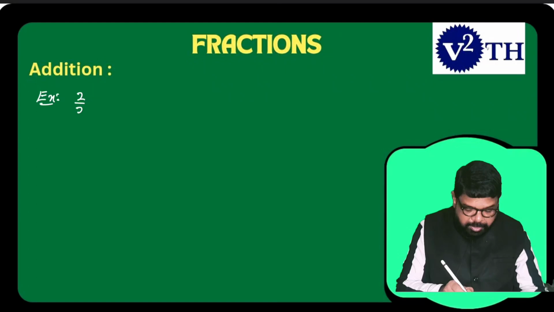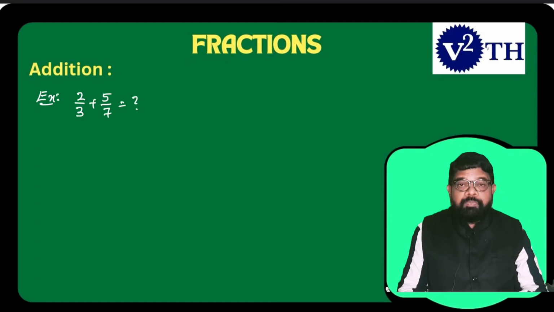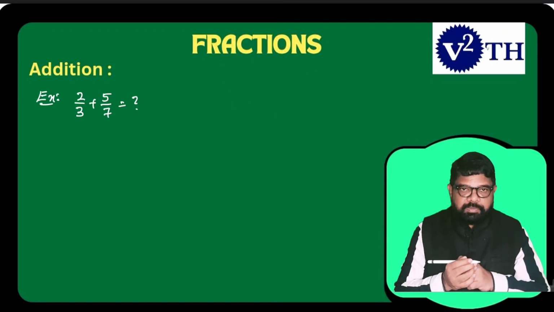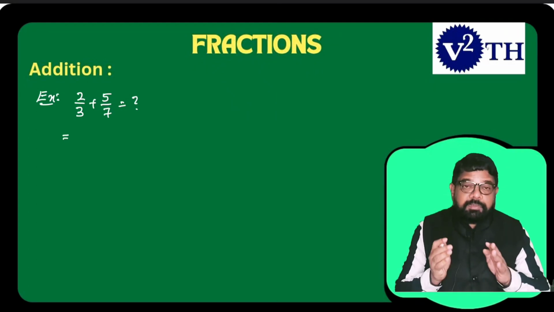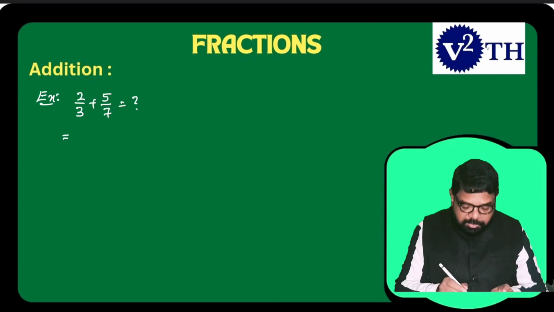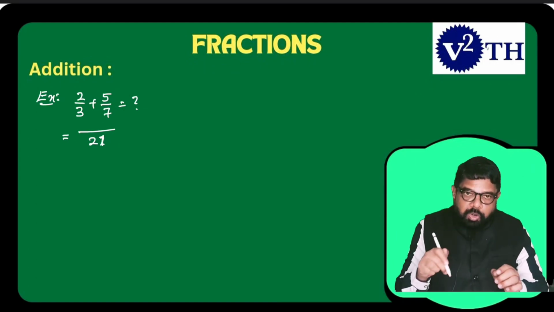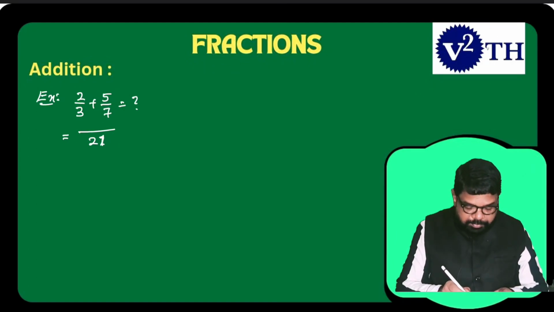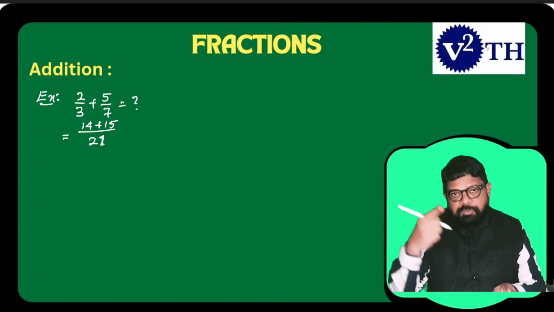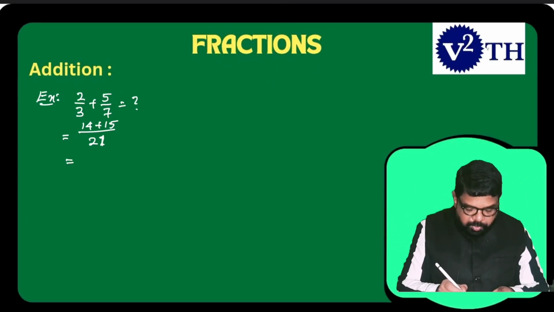Let it be 2 by 3 plus 5 by 7. Two fractions are given. How can you simplify this? Very simple strategy. The first step is take the product of the denominators, 3 into 7, 21. Now do cross multiplication. 2 sevens are 14, plus 5 threes are 15. 2 into 7 plus 5 into 3. Now 14 plus 15, 29 by 21.